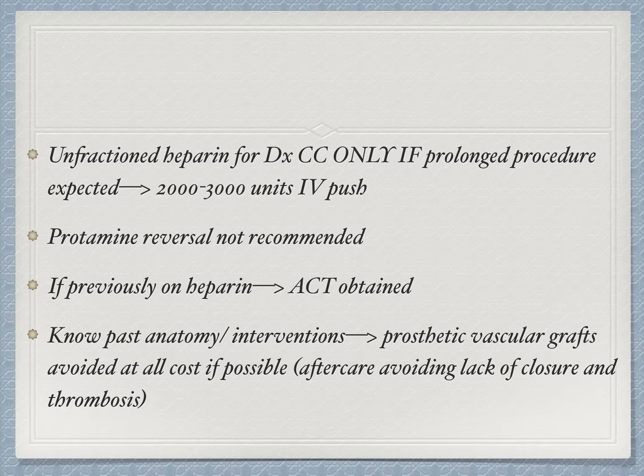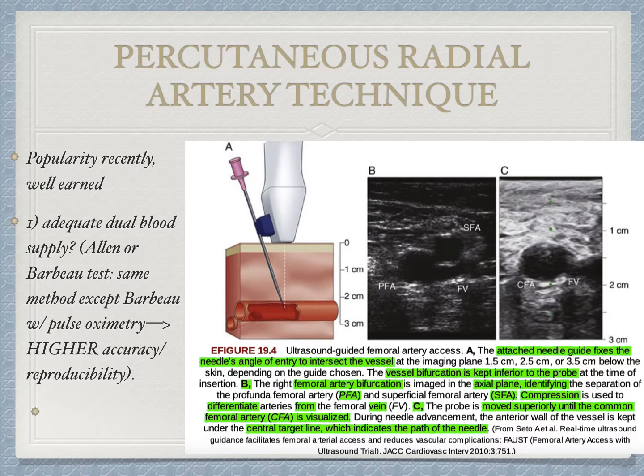Know the past anatomy or interventions of the patient. For example, if he or she had prosthetic vascular grafts, avoid at all costs passing through them, since this may generate complications such as lack of closure and thrombosis. This is the percutaneous radial artery technique. Its popularity has increased. It's much better than the femoral approach if you can use the radial approach.